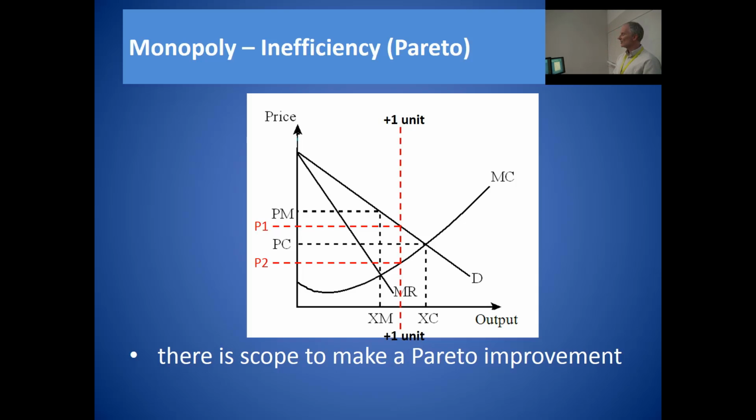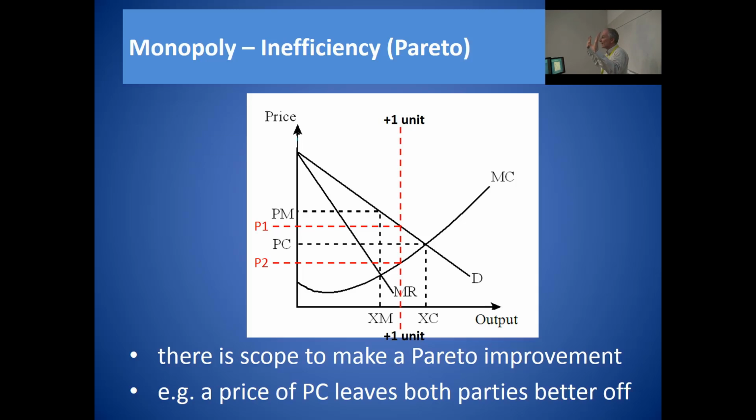So think back to this idea of Pareto efficiency. Is there scope to make a Pareto improvement? Could we make one party better off without making the other party worse off? Or put it in an even simpler way, could we make both of these better off? Well, let's take an example, and this purely is an example. Let's say that one extra unit. What would happen if that extra unit was sold for a price of PC?